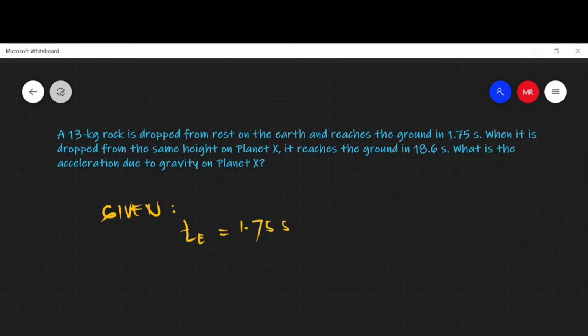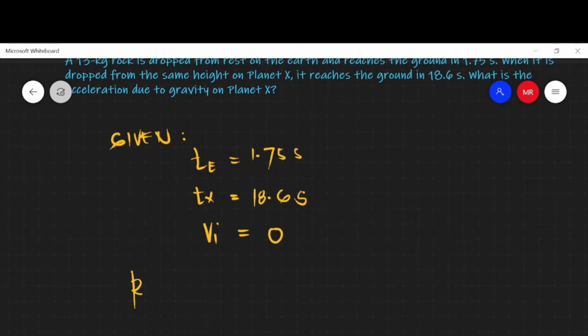1.75 seconds. And the time on planet X, when the stone is dropped from the same height on planet X, it reaches the ground in 18.6 seconds. Let T sub X be the time for planet X, and the time is 18.6 seconds. Both the initial velocities on both planets is zero because according to the problem, it was dropped from rest. Now we are required to get the acceleration due to gravity on planet X.